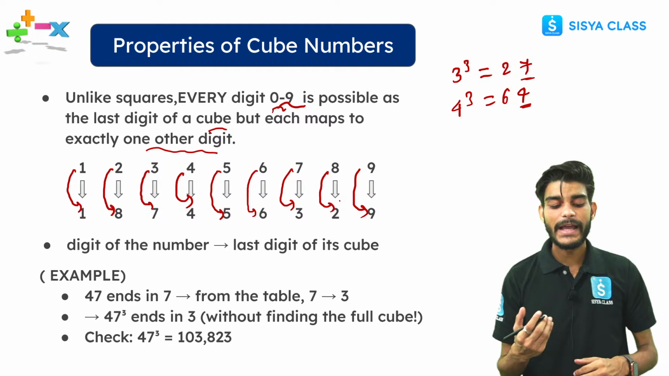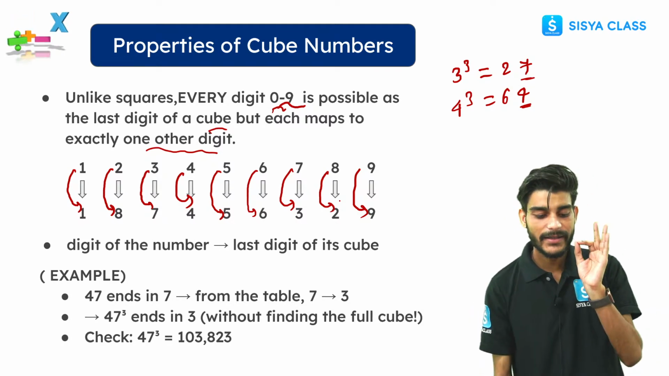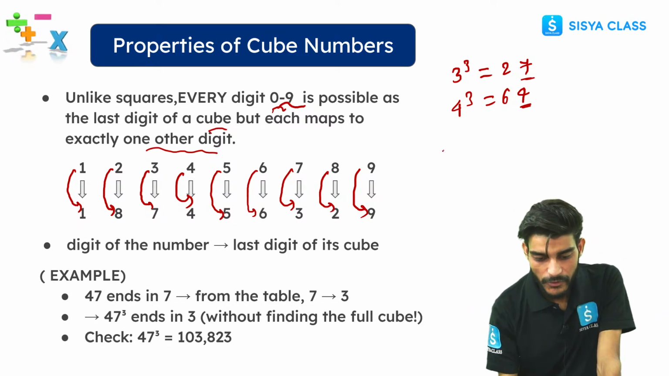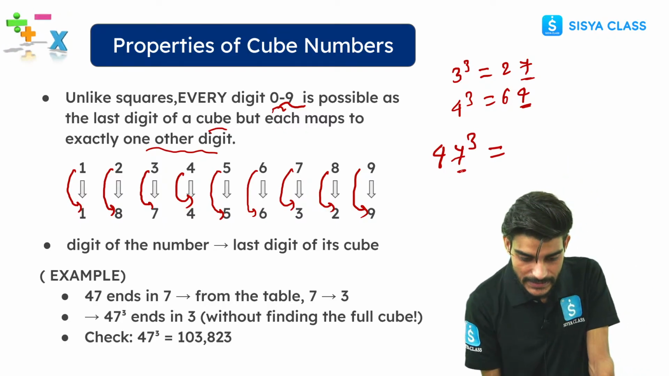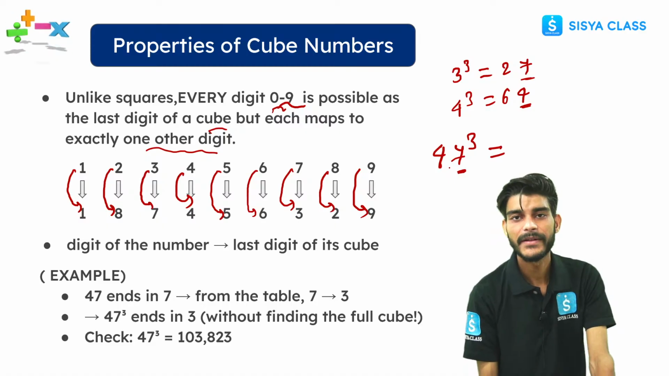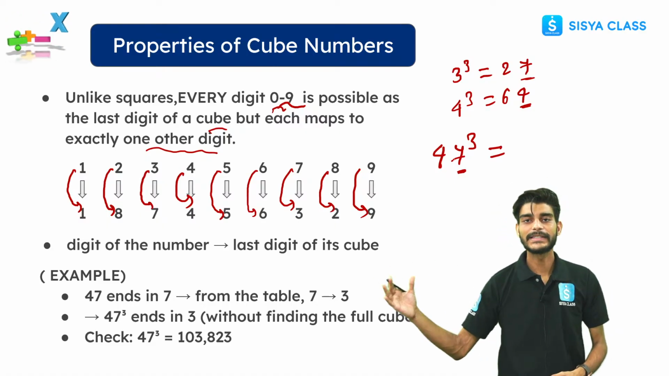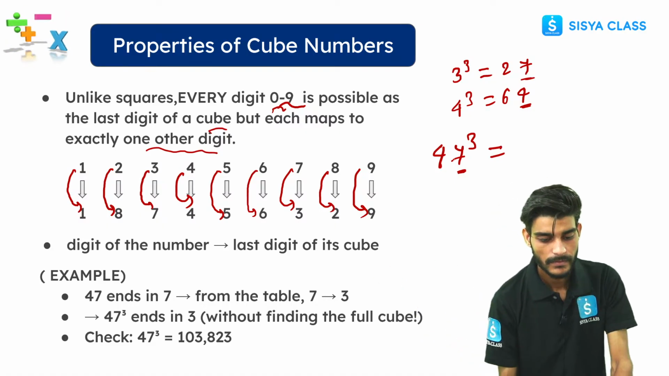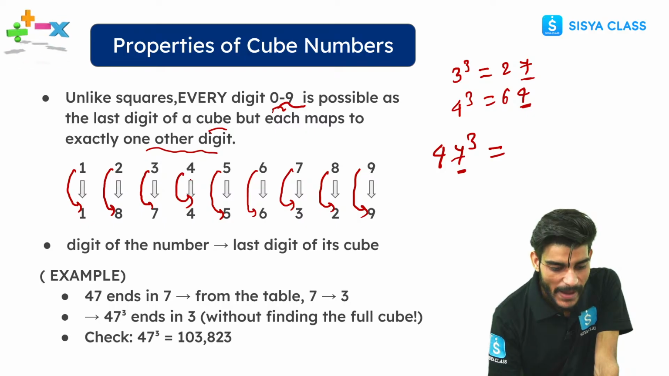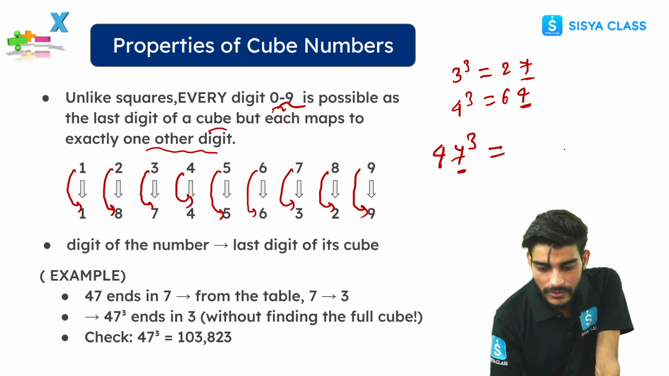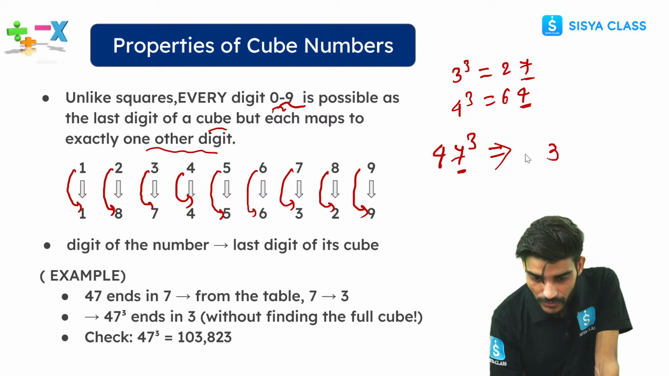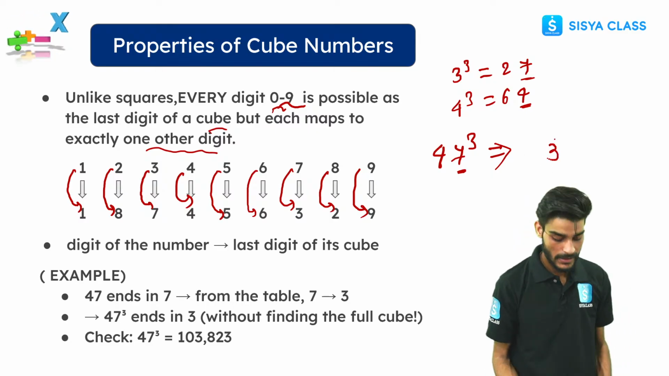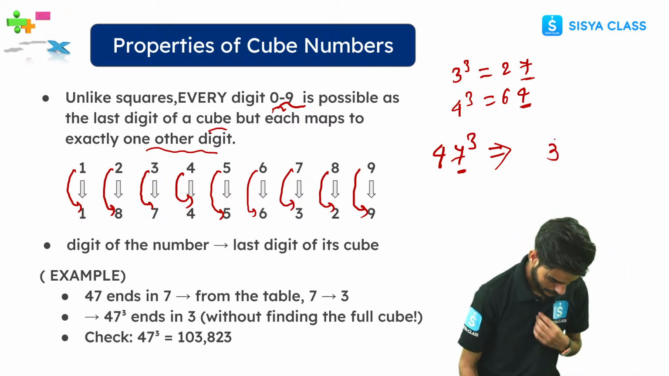So if you are given any number, now you can find the units digit. How? Suppose you have to find the cube of 47, what you will see? You will see the last digit. So the last digit is 7. So what will be the last digit of the cube? You can see from the mapping, 7 maps to 3. So the last digit will be 3 only. This is how you can do it for a big number also.